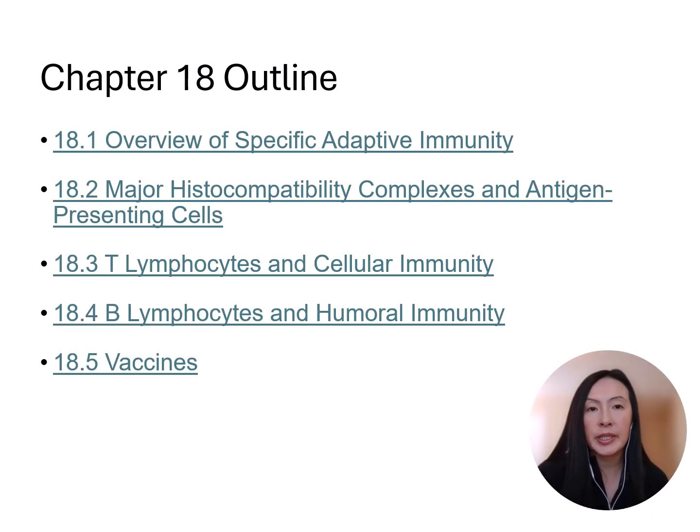This chapter is broken into 5 sections. Today we're covering section 18.1, the big picture overview of adaptive immunity. Later sections will go into T cells, B cells, MHC molecules, and vaccines.